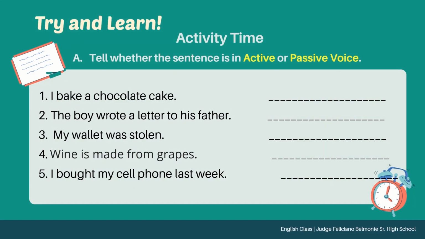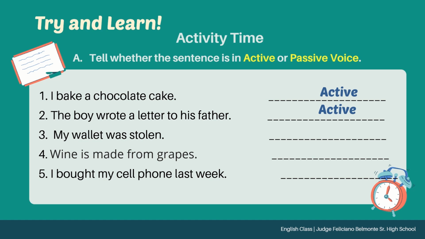Tell whether the sentence is in active or passive voice. Number 1. I bake a chocolate cake. Correct! This is active voice. We have the subject I, the verb bake, and the object a chocolate cake. Number 2. The boy wrote a letter to his father. Very good! This is also an active voice.